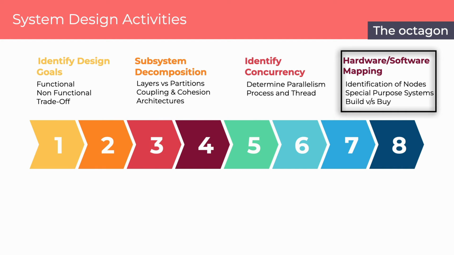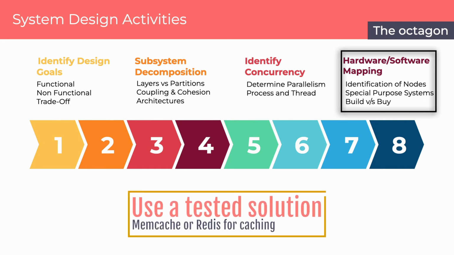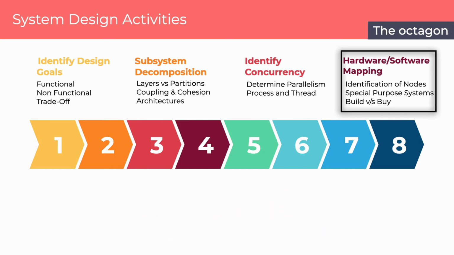For example, if we need to cache some data, we may choose not to build our own caching solution, and rather use a tested solution like Memcache or Redis to cache the frequently used data. Such software can significantly improve the response time for our service. We also review if we are better off buying or licensing certain components or services rather than building on our own.